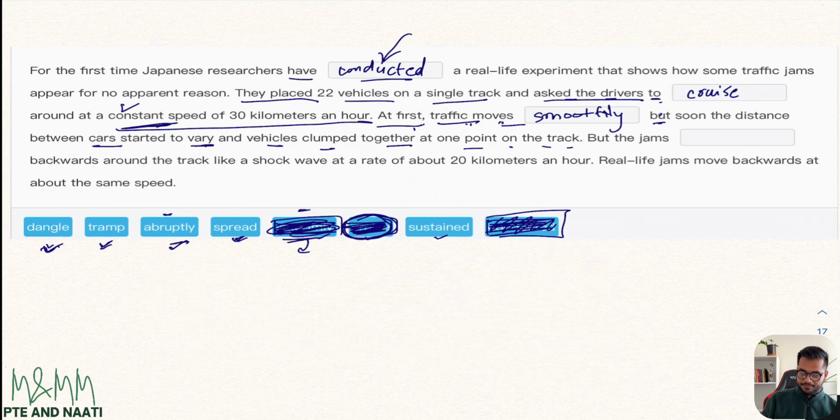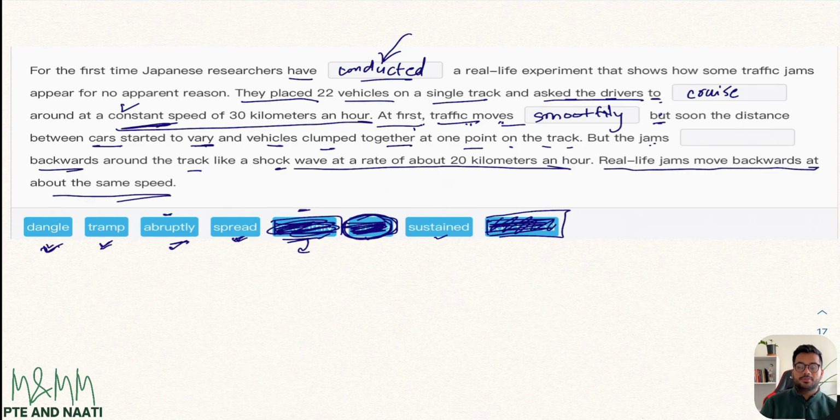It says, but the jams dash backwards around the track like a shockwave at a rate of about 20 kilometers an hour. But the jams dash backwards. So jams did something backwards. Real life jams move backward at about the same speed. So if you read out the last sentence, it is already giving us the biggest hint that we can ever find for this answer. They've pretty much just given us the same sentence, real life jams, the jams dash backwards.